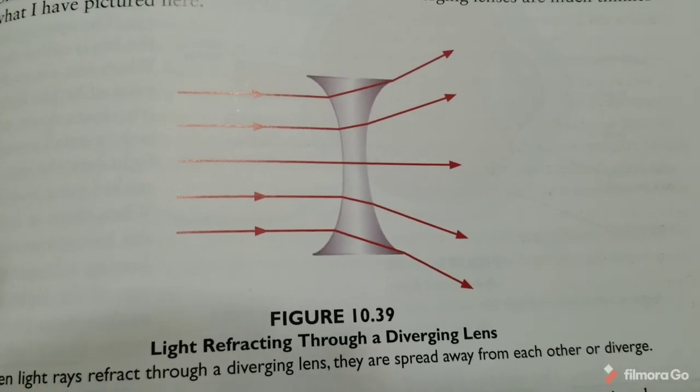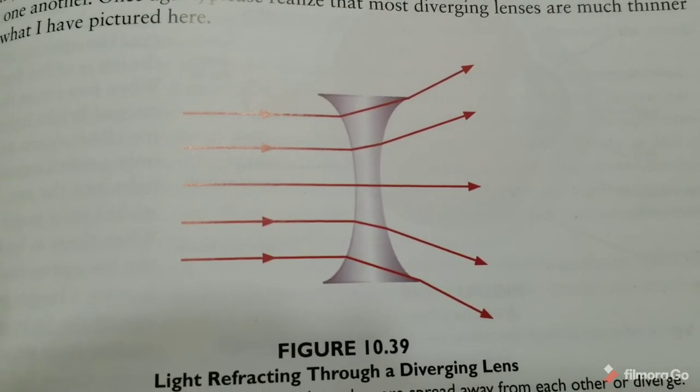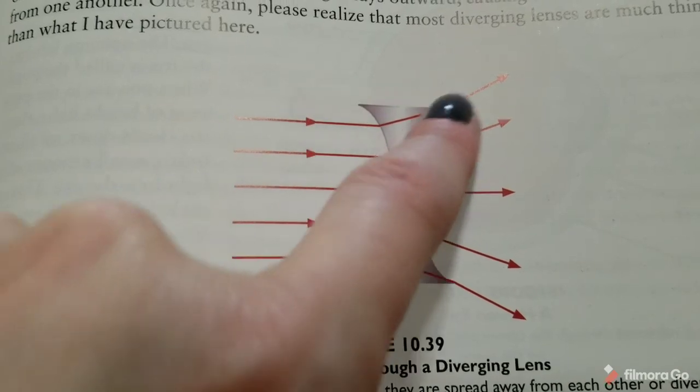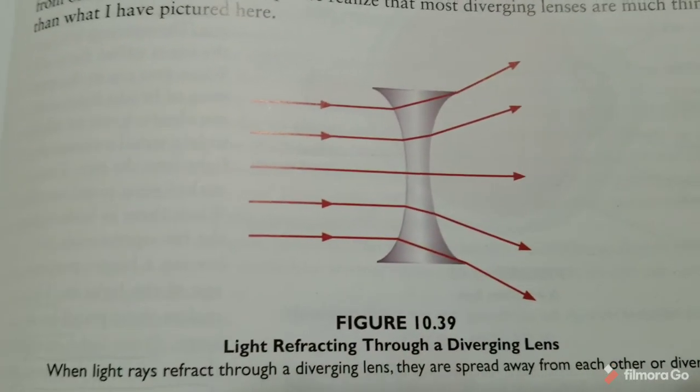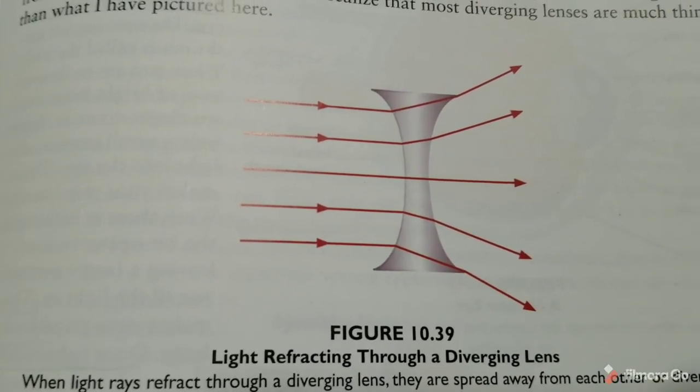And so the concave or diverging, the concave shape and the diverging lens brings all the light rays out. Okay, and so that's the big difference in them. We're going to look more at them in a minute.